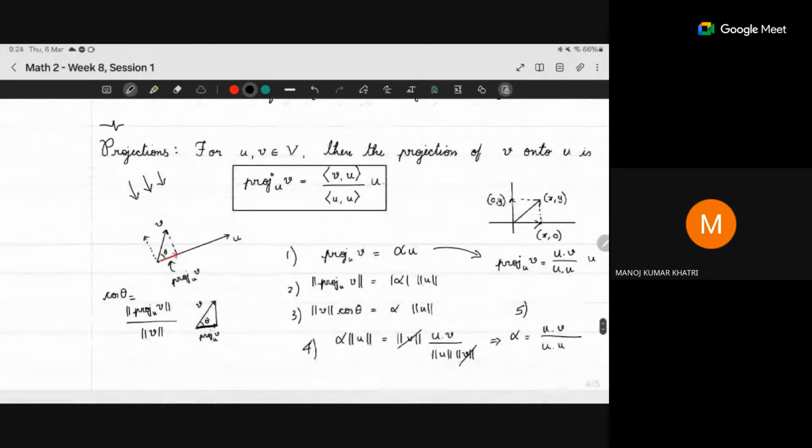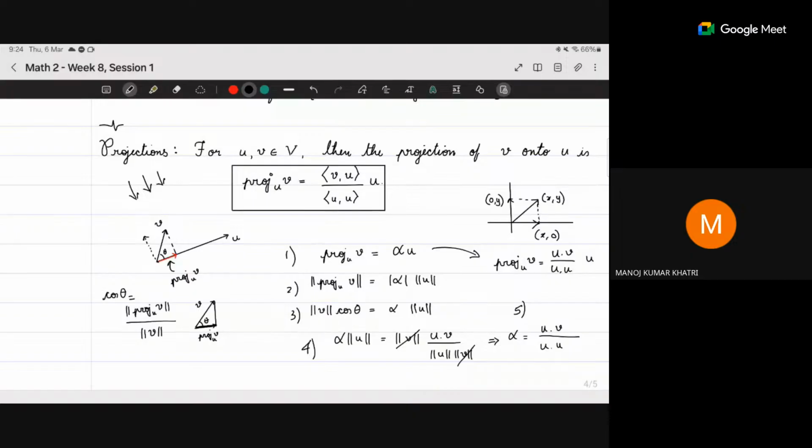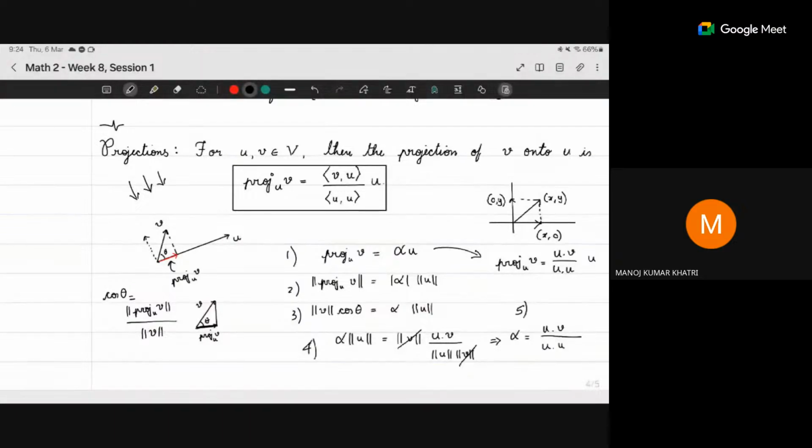Now, this was projection of a vector onto u. Next, we'll see what projection of a vector onto a subspace is. So here we just had one vector, but one vector actually defines a subspace. How does it do that?